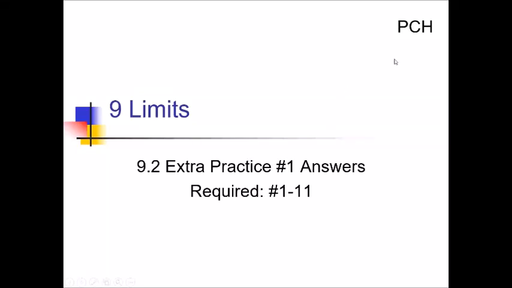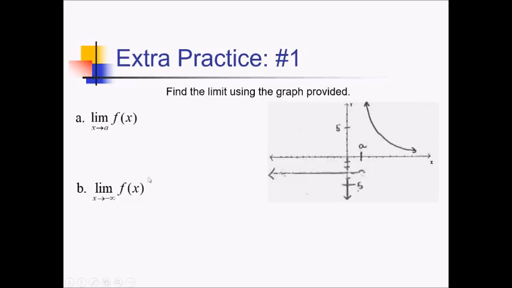Mr. Sutton here, bringing you the Pre-Cal Honors 9-2 Extra Practice Number 1 solutions on intuitive infinite limits. For this problem, we need to use this graph to first find the limit as x approaches a. So we have to look at this as left versus right. As we come from the left side here, we're approaching -3 for the y value as we get close to the x value a. And then as we approach from the right side, it looks like we're going to infinity.